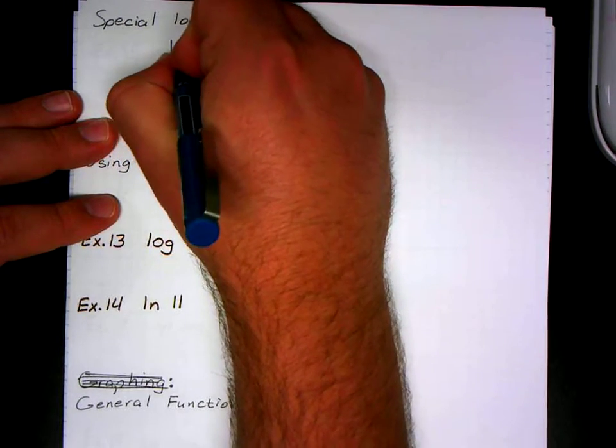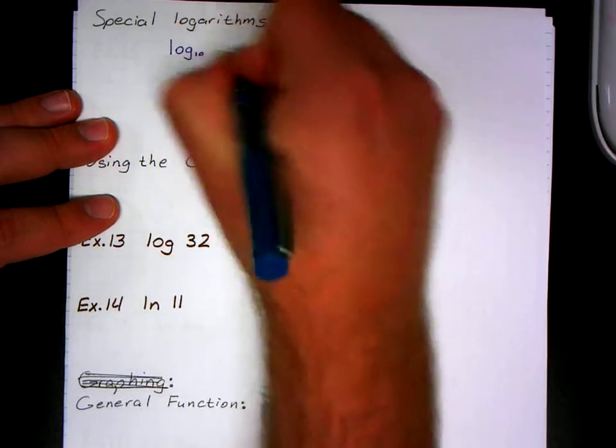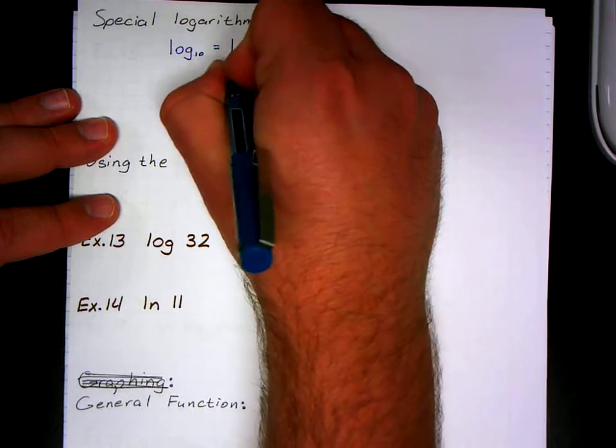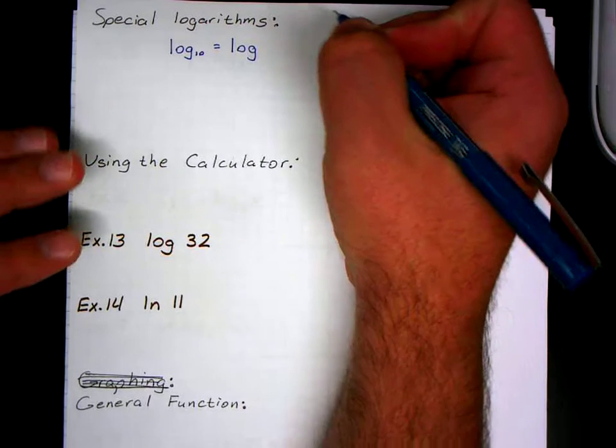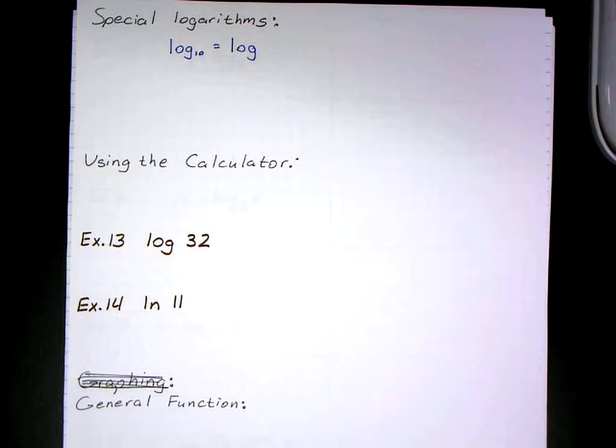One of them is log base 10. This one is used the most. So much so that we got lazy and we dropped the little 10 off. So anytime you just see a log, that's log base 10. Log base 10 is used on everything. Your tornado scale, your earthquake scale, your sound decibel scale. Anything that's a logarithmic scale is log base 10.